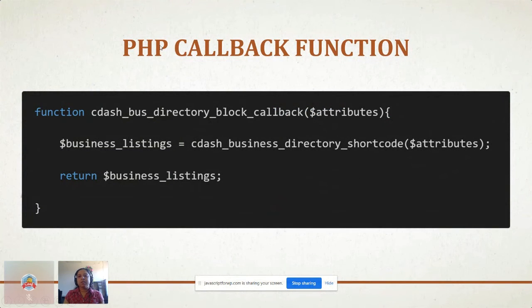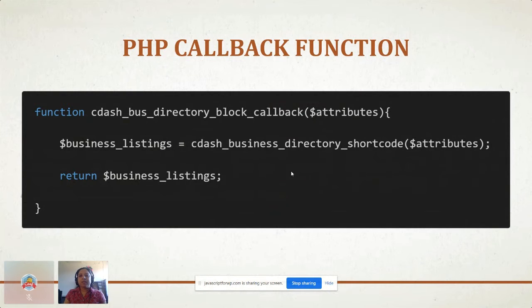So using the existing function means I only have to work on my block attributes. I need to work on the inspector controls, but I really don't have to do much for the PHP part of the block, which we already have existing in our plugin. So that was a really nice part of using the existing shortcode functionality.